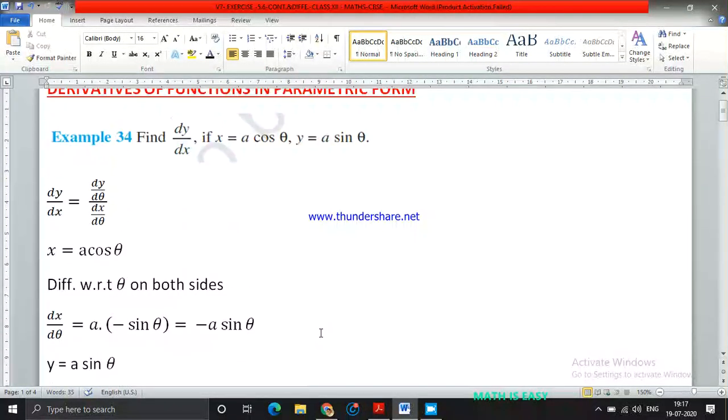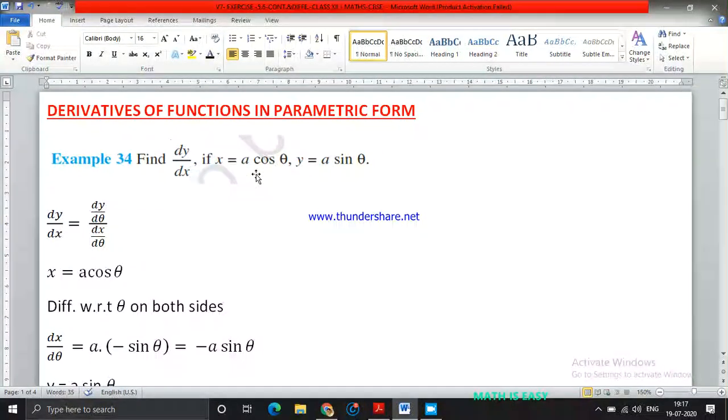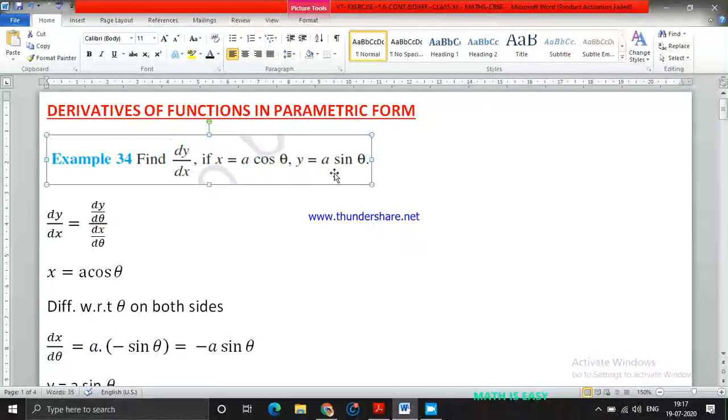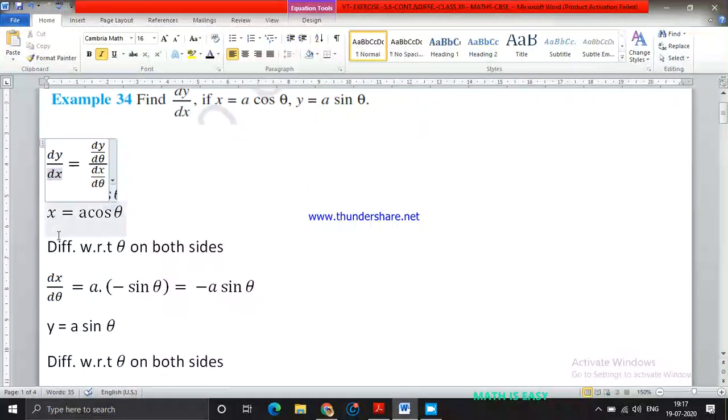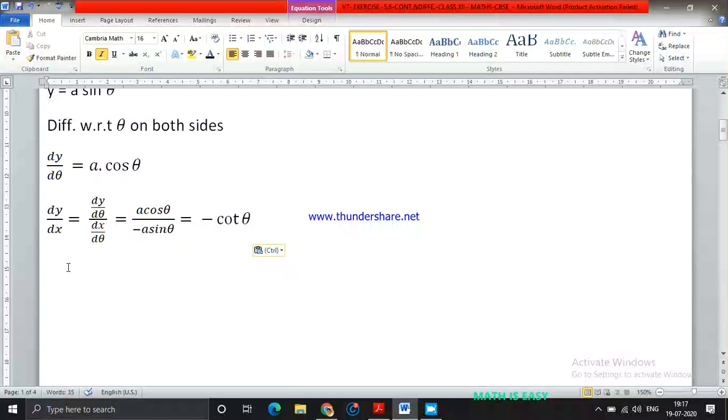These are parametric functions where x is in terms of one variable and y is also in terms of the same variable as x. Still, I have to find dy by dx. So it is different from the differentiation of implicit and explicit functions.